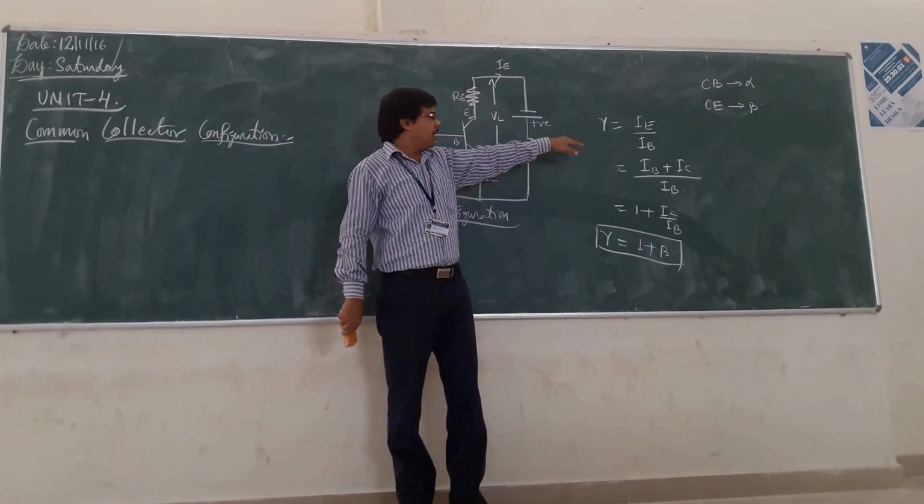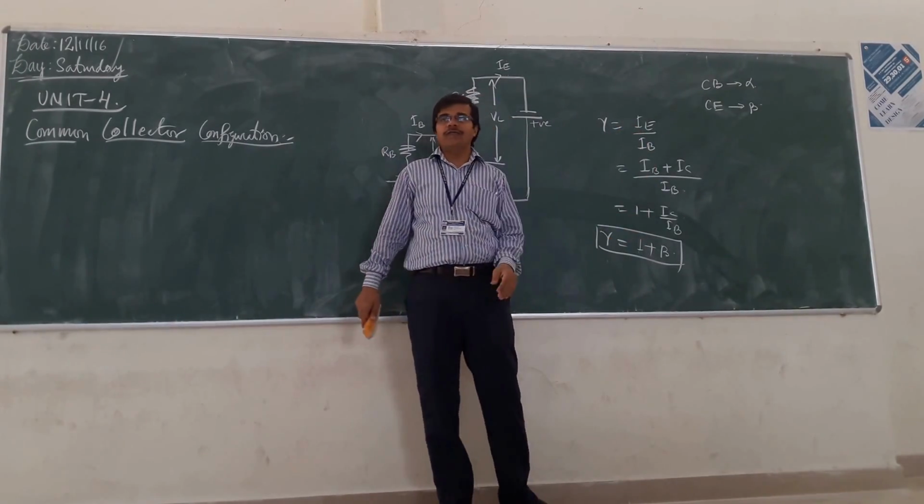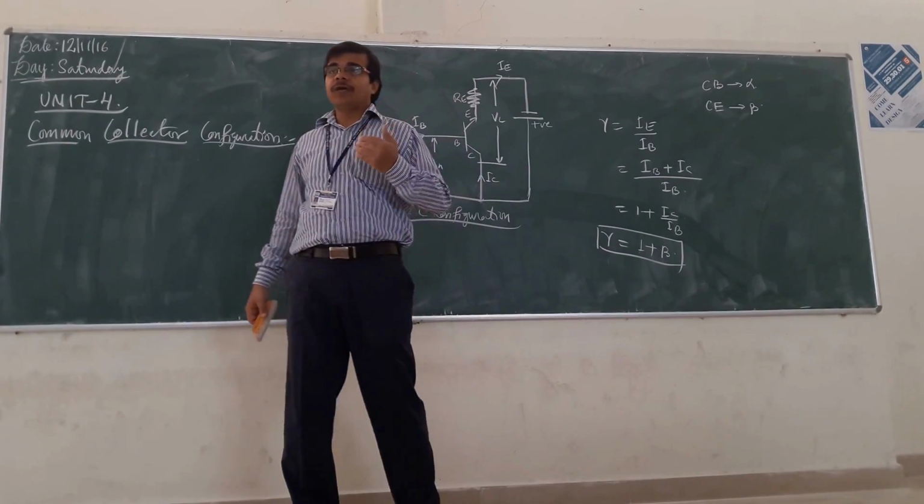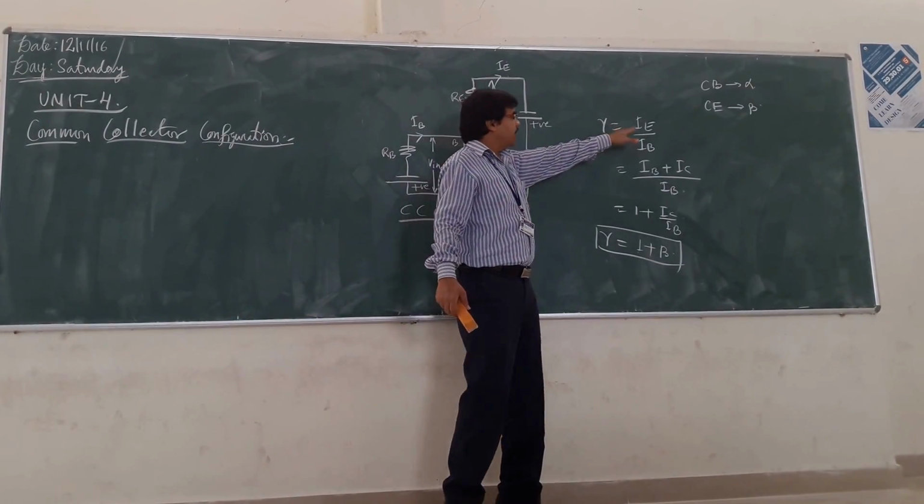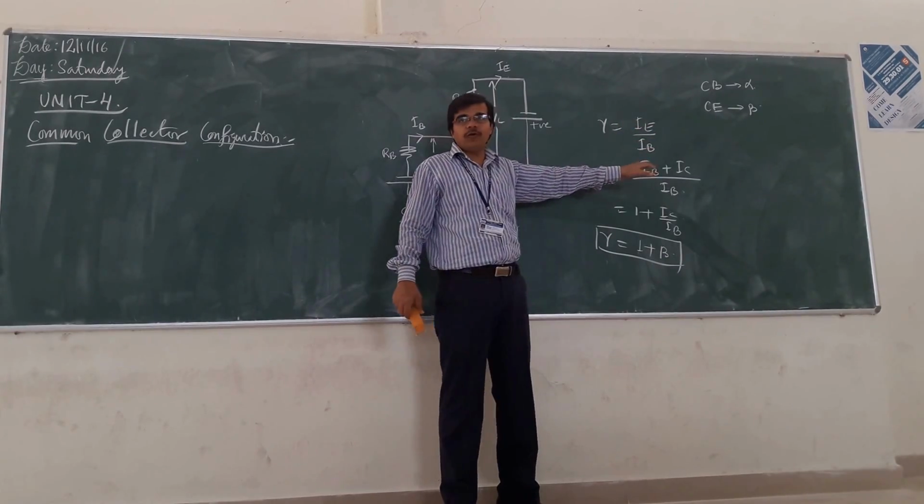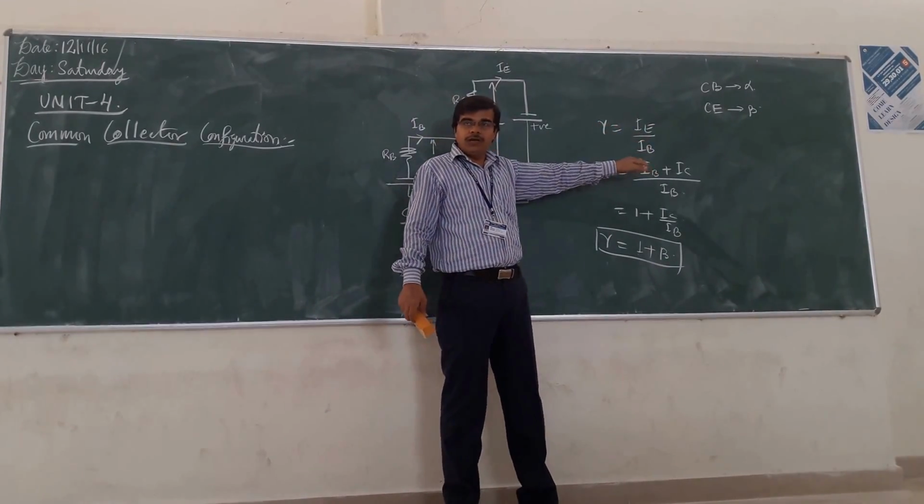And what is this gamma? Gamma is the ratio of your emitter current to your base current. As we are taking the output from the emitter, it will be your emitter current, and as we are having the input from the base, we are having the base current. So it is the ratio of your output current to your input current.